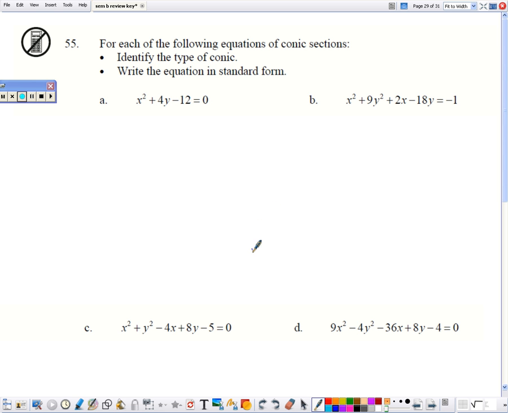Identify the type of conic. So I'm going to identify it before I simplify to get this standard form. I'm going to have to complete the square to do that. For A, since one term is squared and the others are not, it's a parabola.